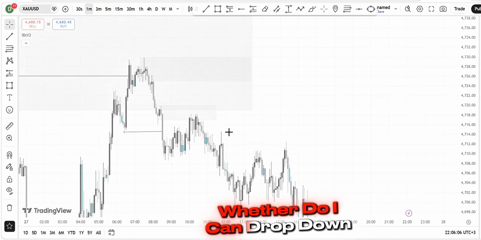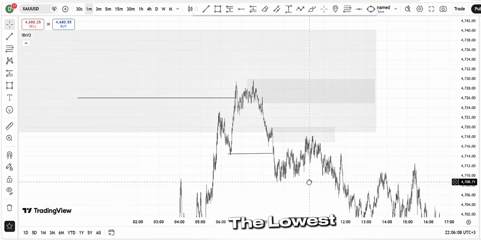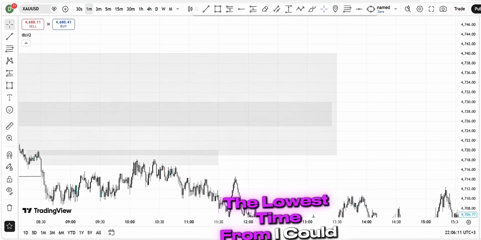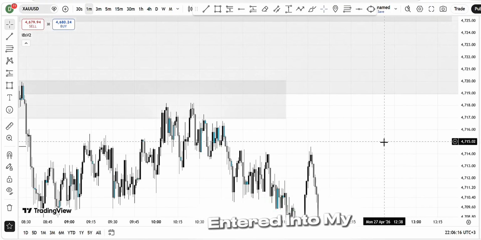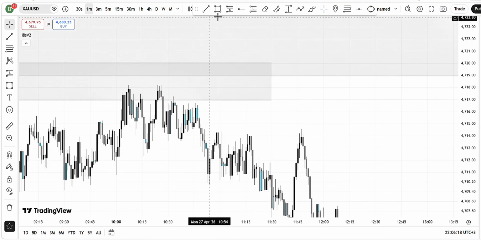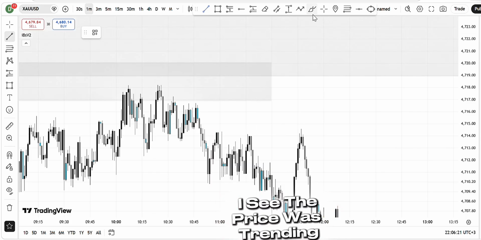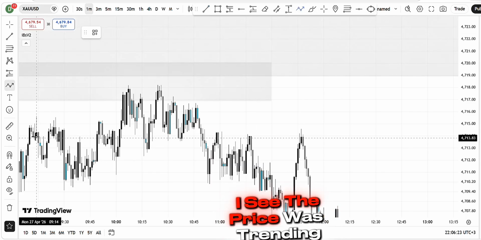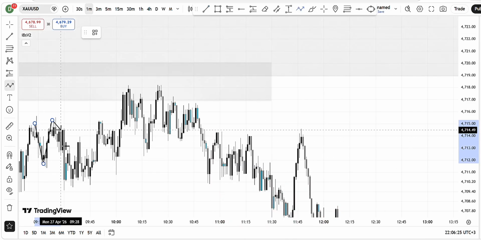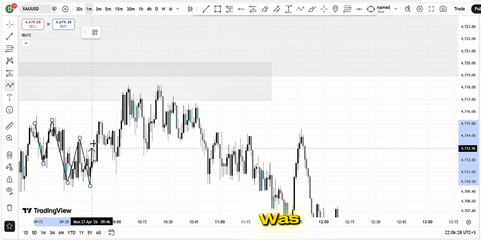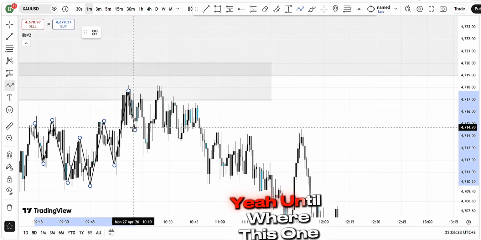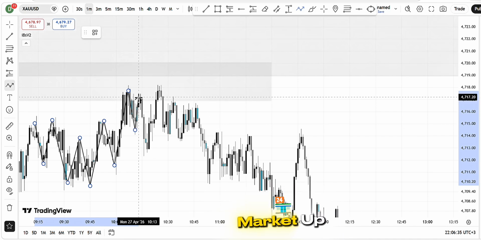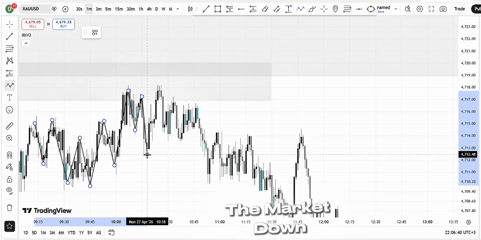What I do, I drop down to the 1 minute, which is the lowest time frame I could ever go to. So price came and entered into my zone. What do I see here? I see the price was trending up like this. It's just going up until this one. Then they pushed the market up. They didn't break this. So what they did, they pushed the market down to break structure.